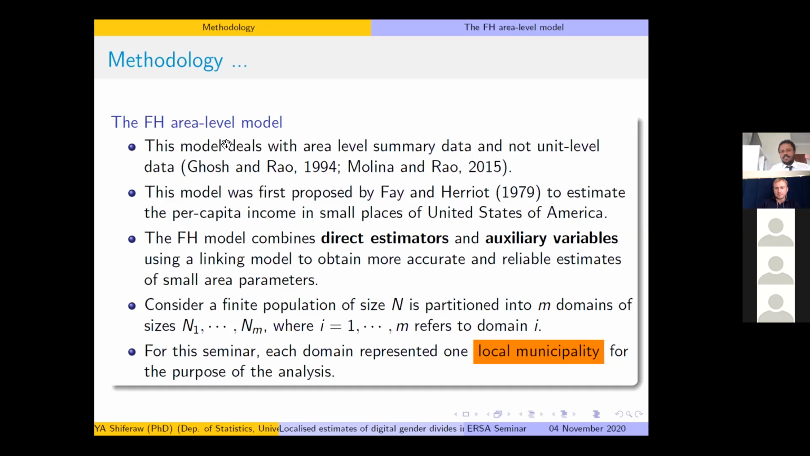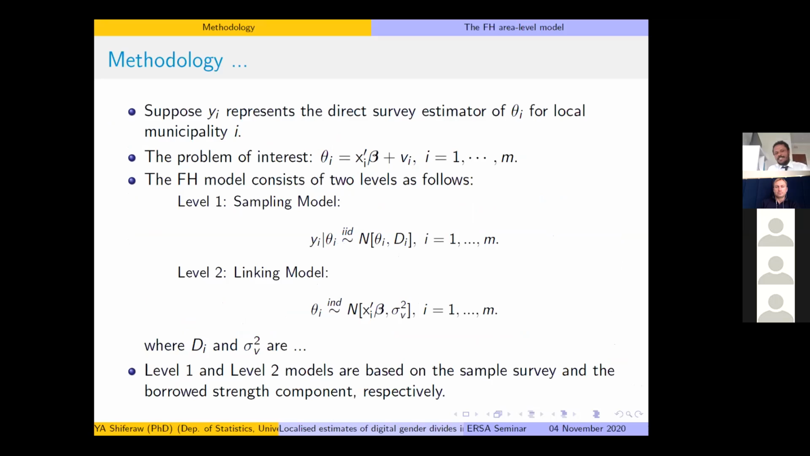So in this talk, this Fay-Herriot model is an area level model which uses aggregate data. That's why we use this model. There's a detailed explanation about this model. Suppose Y represents a direct survey estimator of data for local municipality i. So this is our problem of interest. For example, if we want to know the proportion of women in a local municipality who are using the internet or who own a cell phone or tablet, that is simply theta i. This is the parameter that we want to estimate in this case.